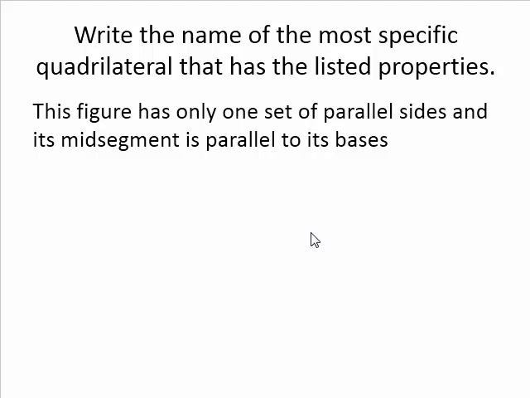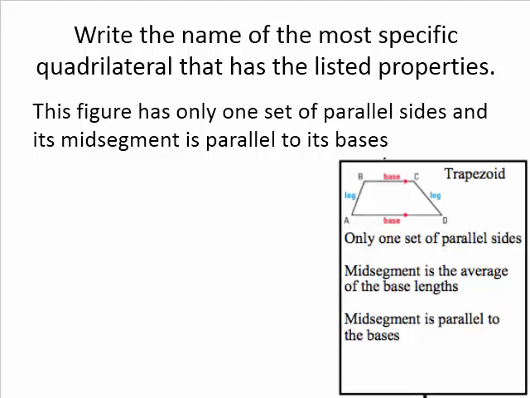So you take out your sheet with all the properties of quadrilaterals on it, and you would think, okay, one set of parallel sides could not be a parallelogram, and its midsegment is parallel to its bases. Now there's only one shape that we look at midsegments for, and that shape is a trapezoid. So trapezoids have their midsegments parallel to the bases, and they have only one set of parallel sides.